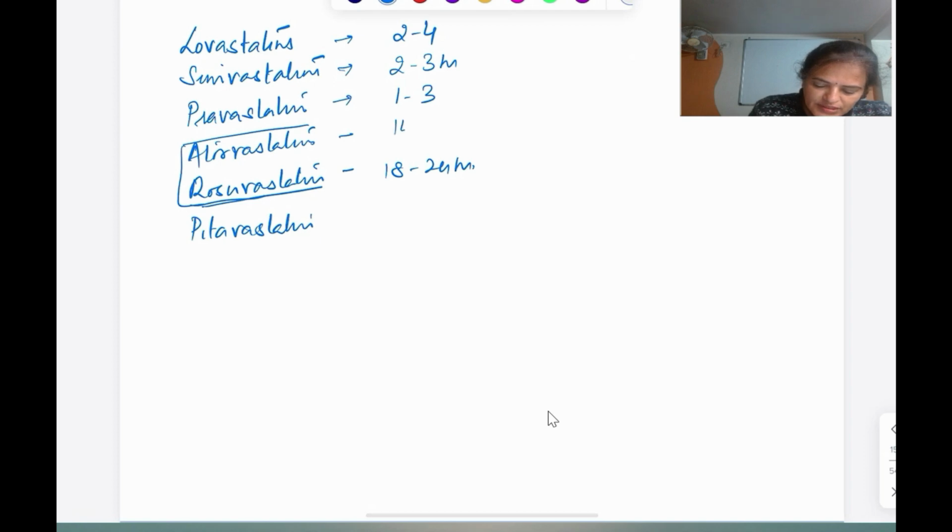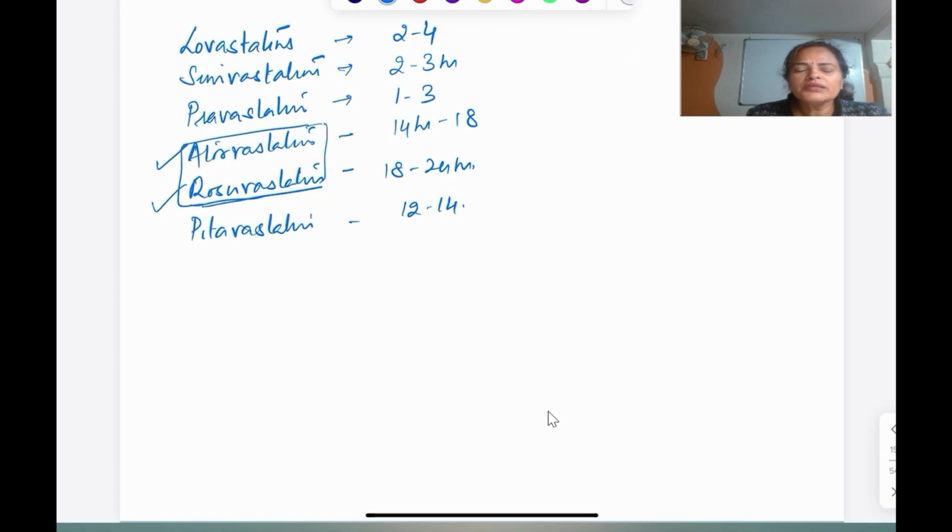This one is up to 14 hours. And this one is again 12 to 14 hours. This one is also the same, 14 to 18 hours. So the most commonly used are atorvastatin and rosuvastatin. They are potent and very commonly used.